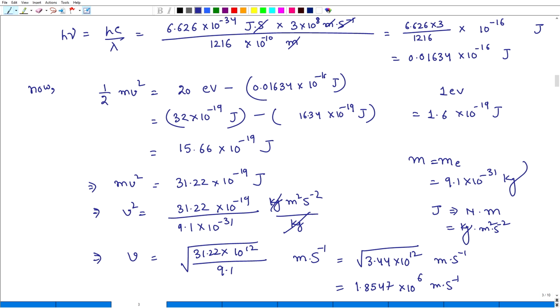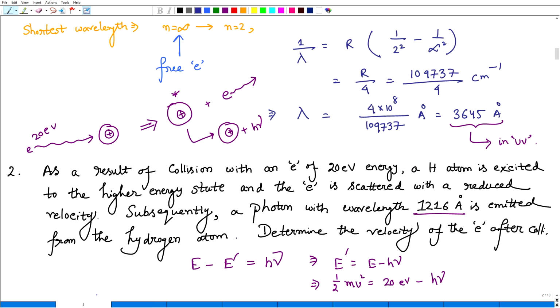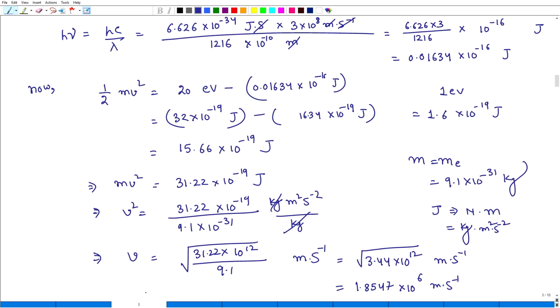This problem is also quite straightforward, but we have to first understand the physical picture, then we can easily do this calculation. The rest of the part is just numerical calculation. So this is the final answer. Let me stop in this part here. In the next part we will again discuss other numerical problems.